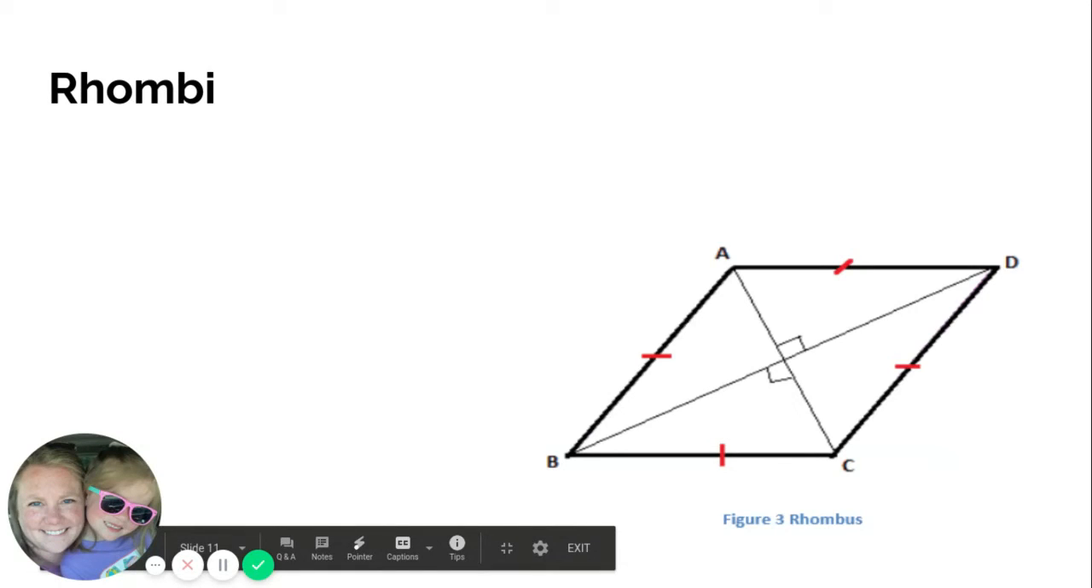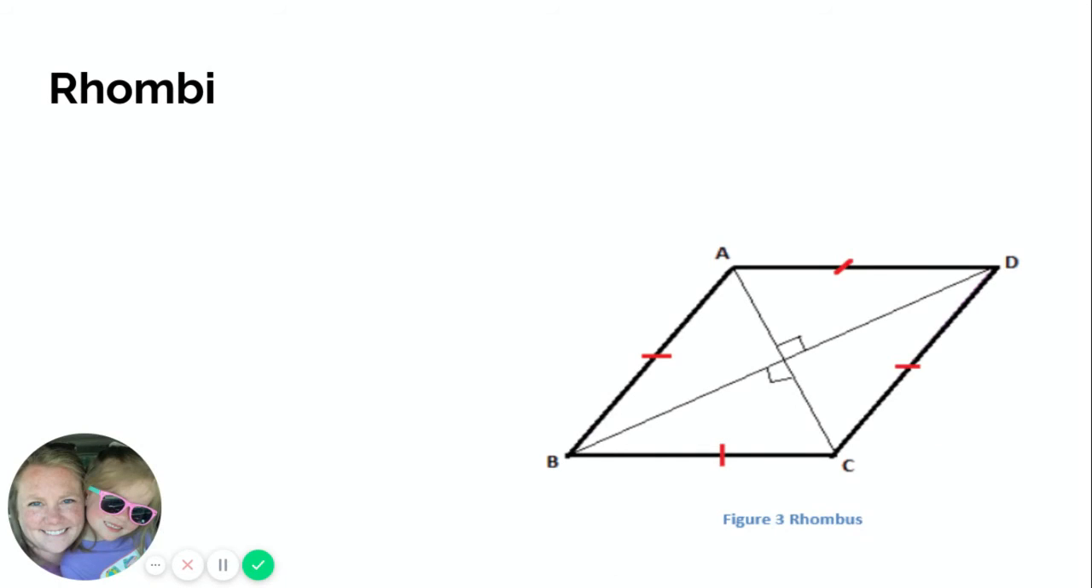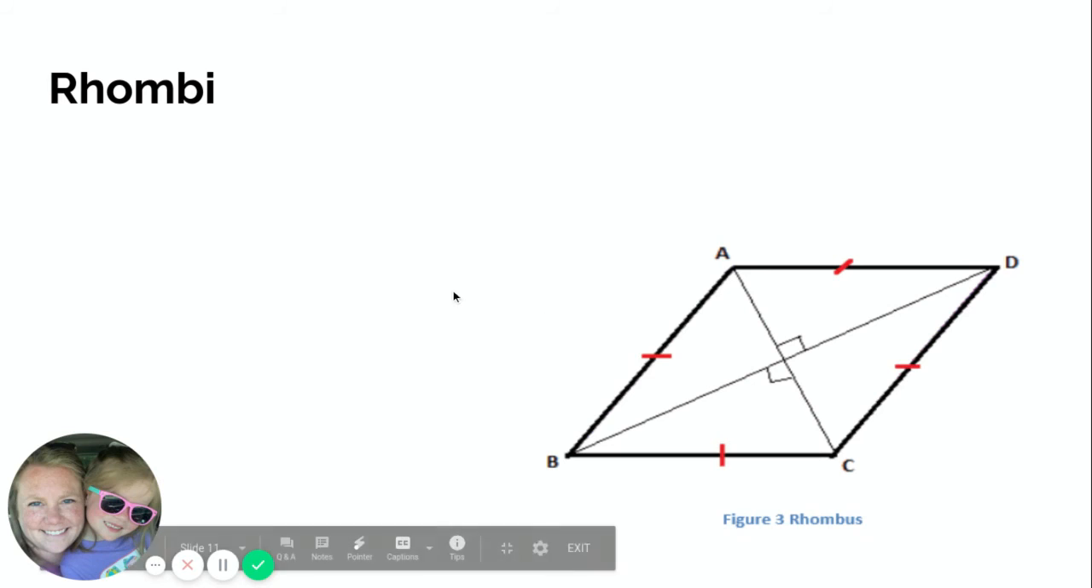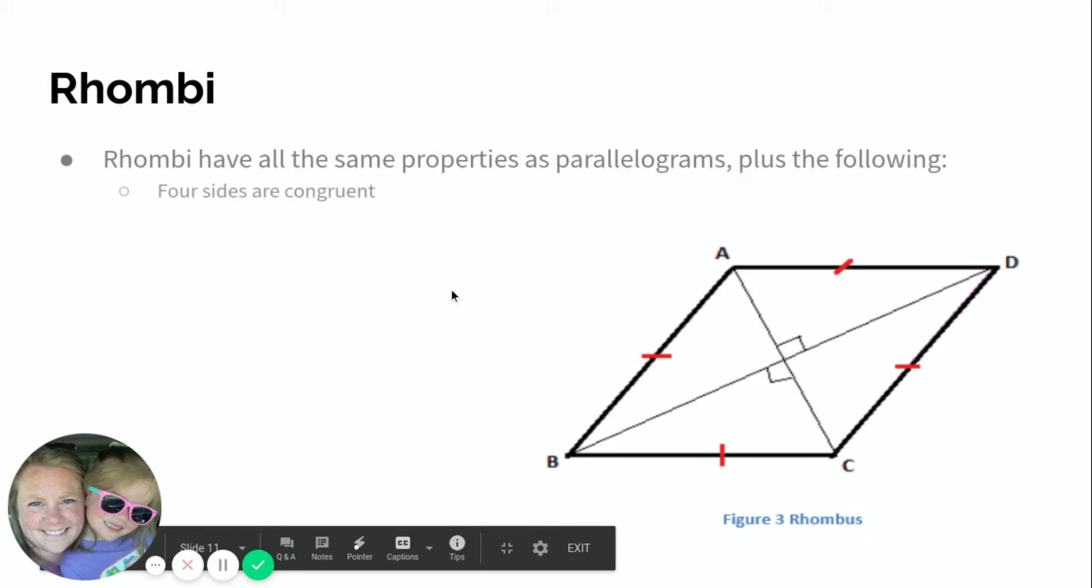The next one is rhombi. Rhombus is singular. They have all the same properties as parallelograms, plus the following. All four sides of a rhombus are congruent. I know it doesn't look like it. It doesn't look like it to me, but they are. They're all exactly the same size, and that's marked right here by these tick marks.